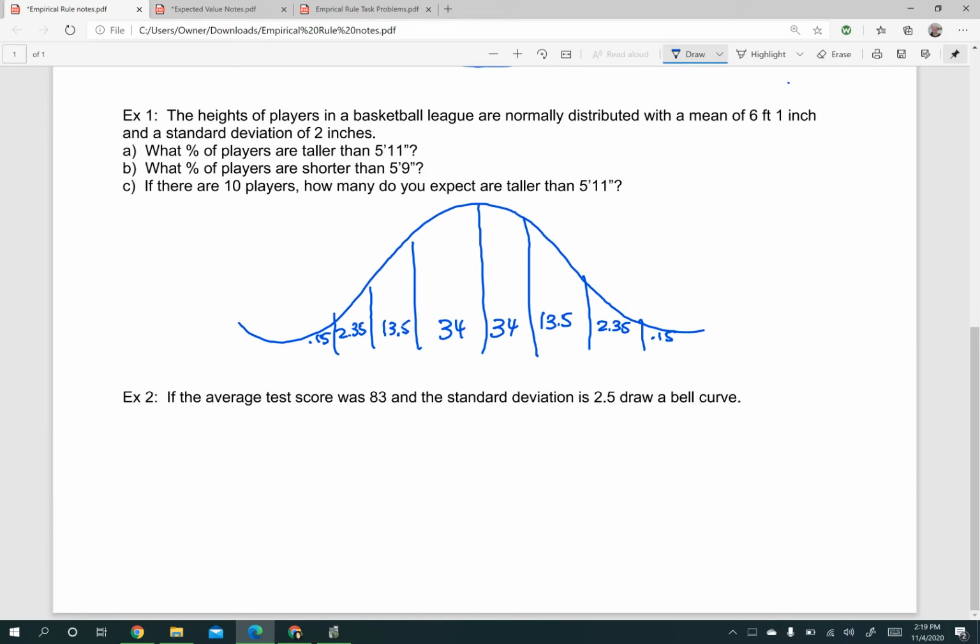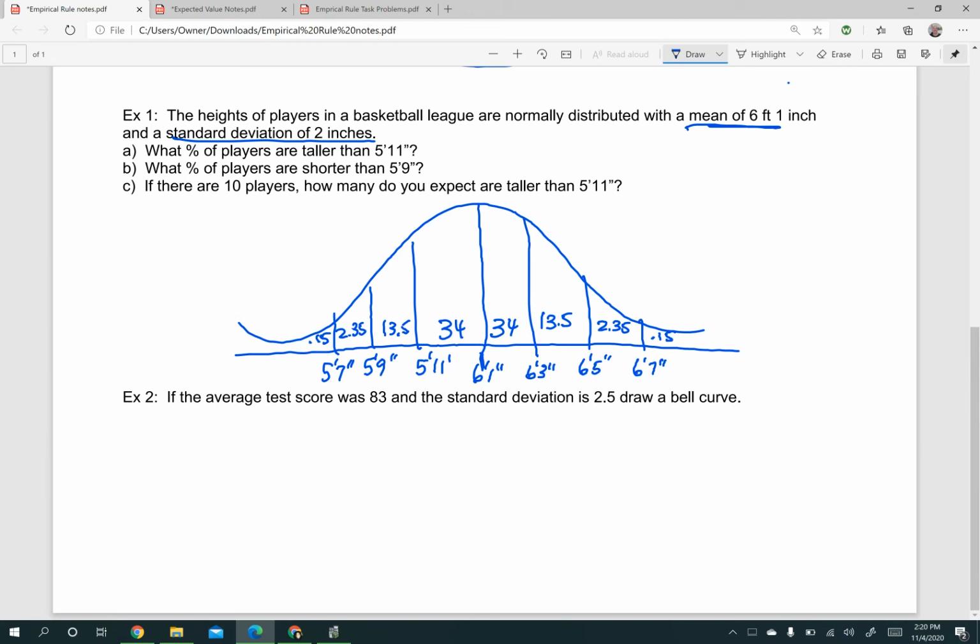Then it says we have a mean, and that's the average. So that number goes right here. So that's 6 foot 1 inches. And our standard deviation is 2 inches. So that means that we're going to add 2 inches over here, and we're going to add 2 more inches, and 2 more inches. Then over here, we're going to subtract 2 inches. So this makes 5 foot 11, 5 foot 9, and 5 foot 7 inches. Okay. So that's the values that fall in this normal curve.